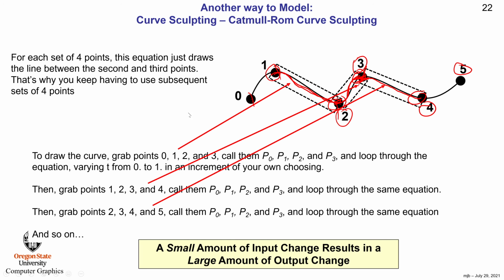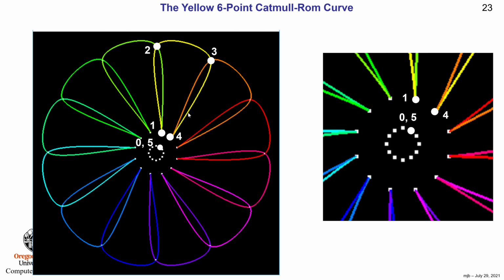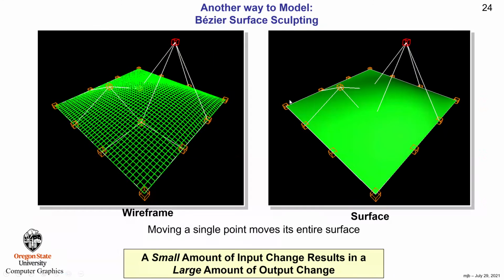It's sort of like having your own drafting tools. And you can play the same game with the same points, just like we did with the Bezier curves. Point 0 and point 5 are back here, 1 is here and 2 is here. Here is one of the curves that got drawn. Here's one that got drawn. Here's one that got drawn. So the advantage of Catmull-Rom is the curve goes through the points. That's why I like it.